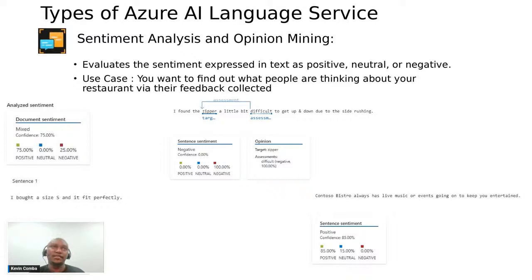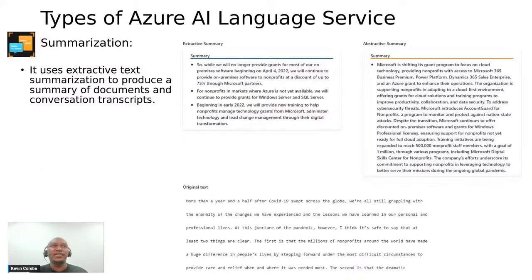So I hope you understand sentiment analysis and opinion mining and how it can affect businesses, which rely on people to give reviews. It can be an e-commerce site, a restaurant, or anything where people go and purchase something, spend money, and then give some feedback. Summarization, on the other hand, is simple.